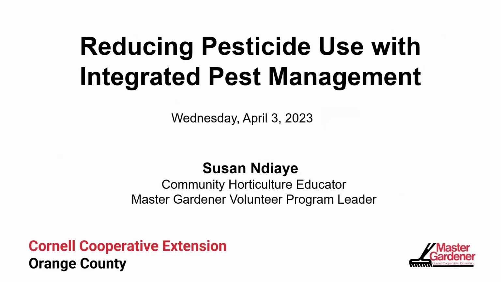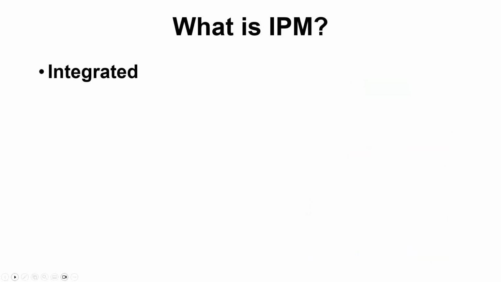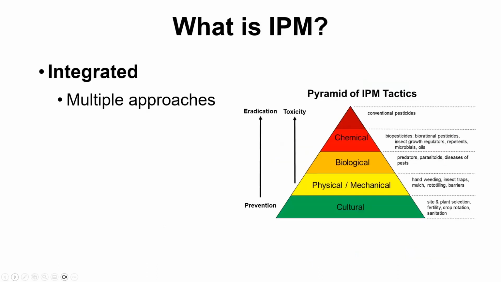Tonight, I'll be talking about reducing pesticide use with integrated pest management. IPM, which is how I'll refer to it and how it's usually referred to, stands for integrated pest management. So I'm just going to walk through what those words mean. Integrated means that we use multiple approaches, right? So it's not just a one size fits all approach.